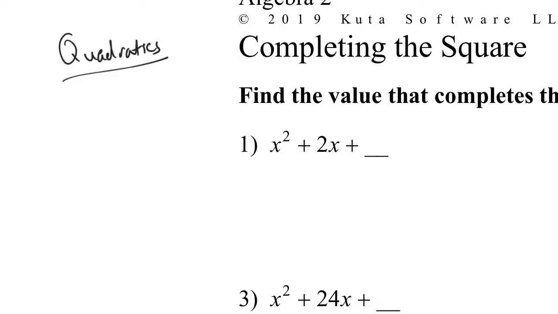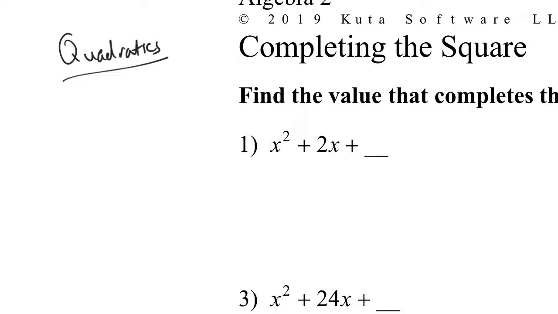And what makes something a quadratic is that thing right there. When the largest exponent on a polynomial is a 2, you have yourself a quadratic. And we spend a lot of time working with these things and how to solve them and how to graph them and what they mean. And so of this topic of quadratics, one of the topics that we learn is completing the square.